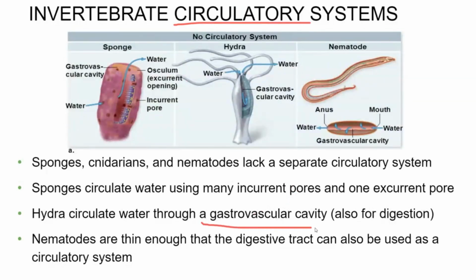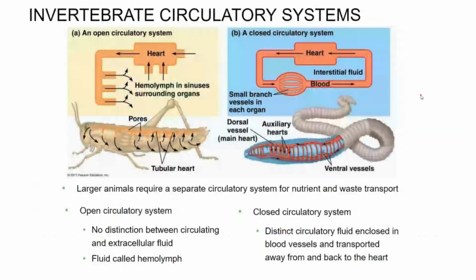Instead, they have something called a gastrovascular cavity, which they use for digestion. But they also use this liquid to oxygenate their body, which means their bodies generally have to be very thin or porous or just have an open cavity on the inside, hollow, like the nematode.